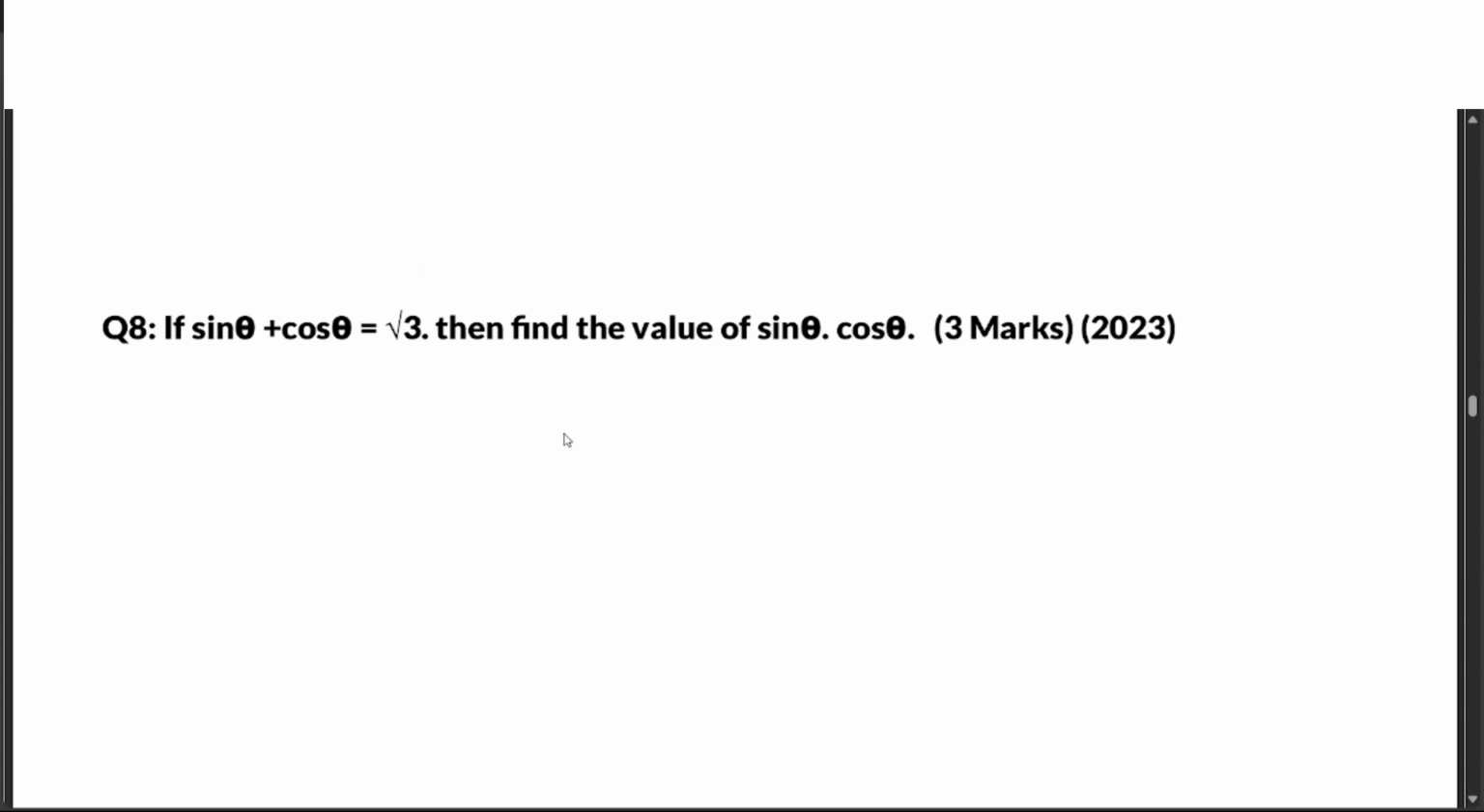Now coming to question number 8, again 3 marks of 2023. Very simple. It is saying sine theta plus cos theta is equal to root 3. So here it is simply asking to find the value of sine theta and cos theta. Okay, first we will write the question. Sine theta plus cos theta is equal to root 3. Here nothing extra is given, but we have to solve based on our requirement. So what we will do first, we will square both sides.